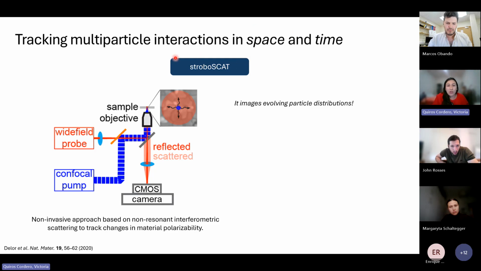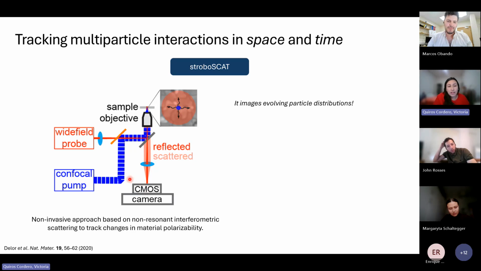So we use this technique called stroboSCAT, in which we have a confocal pump and a wide-field probe. And the whole idea is that we collect both the reflected and scattered beams. The reason why we have a reflected beam is because we use a cover slip on top of our sample. So you have a first reflection between your cover slip and your sample, and then a scattering within your sample. And those 2 beams will interfere with each other, and that's what we will detect.